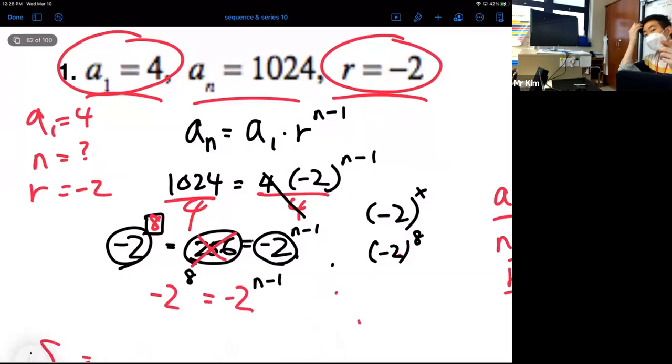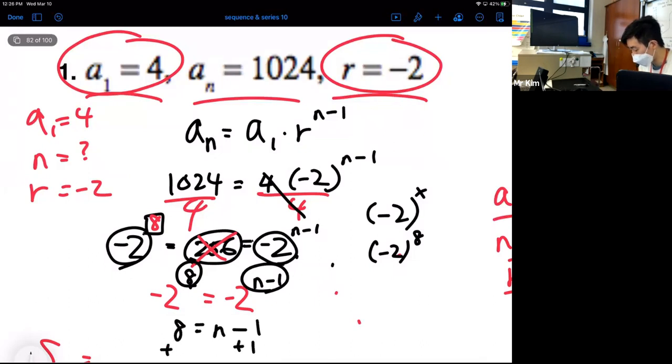Oh, you got it. But how did you get 9 real quickly? Well, if it has to be 8, I just know 9 minus 1 is 8. 9 minus 1 is 8, right? So you set the exponents equal to each other. So 8 is equal to n minus 1. Add the 1 on both sides, and n is equal to 9. Well, obviously, if you can do mental math, you get n is equal to 9. So there we go. I have n is equal to 9 from that work right there.